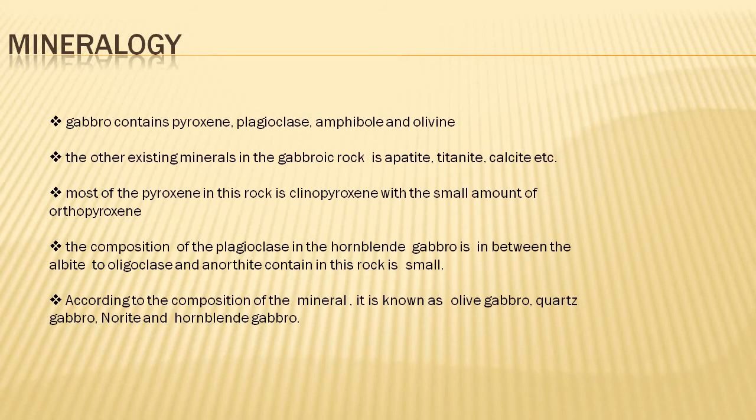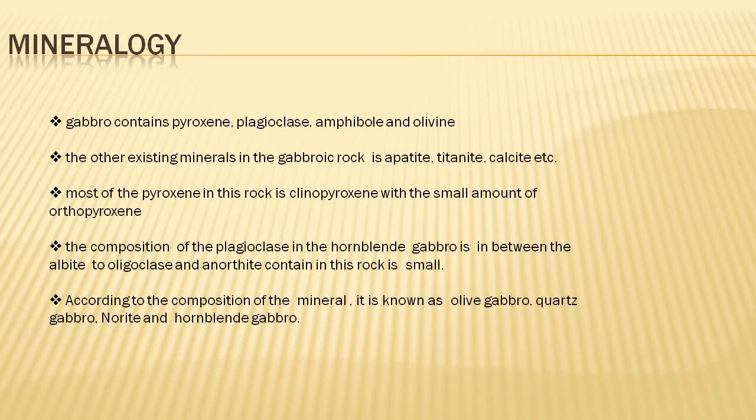Now we will discuss the mineralogy of the gabbroic rock. Gabbro contains basically pyroxene, plagioclase, amphibole and olivine. It also contains some amount of apatite, titanite, calcite, etc. It contains a small amount of orthopyroxene compared to clinopyroxene. The composition of the plagioclase in the hornblende Gabbro is between albite and oligoclase, and the anorthite content in this rock is very small.